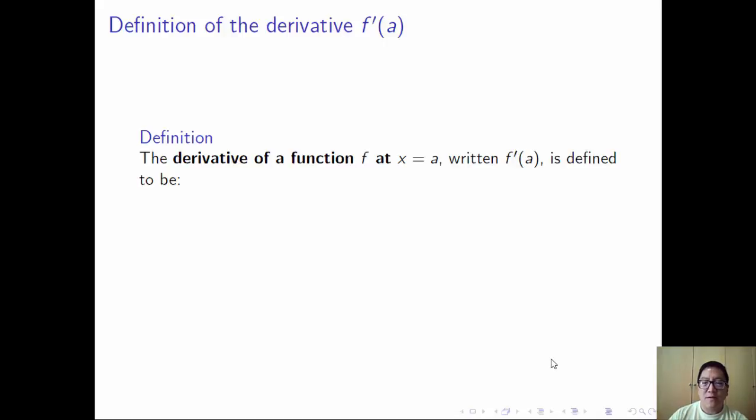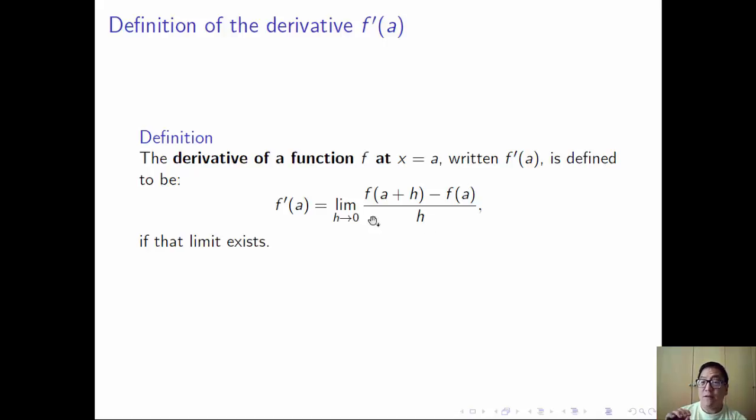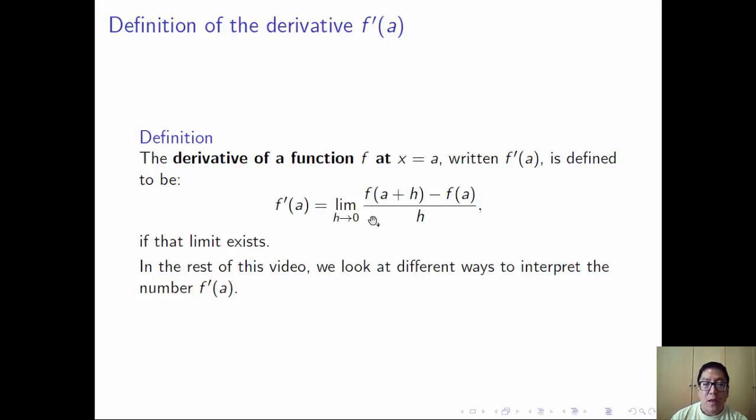to be the limit as h approaches 0 of f of a plus h minus f of a, all over h. So you take all that, evaluate it for any value of h, and take the limit as h approaches 0, if that limit exists. If that limit exists, then f prime of a exists, otherwise it doesn't. In the rest of this video, we're going to look at different ways of interpreting that number, f prime of a.